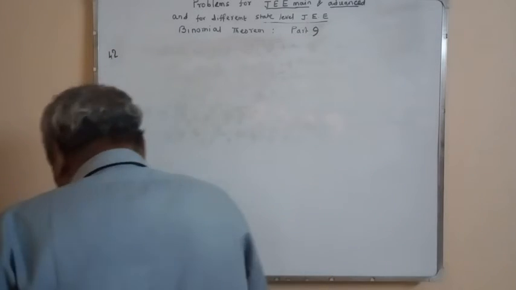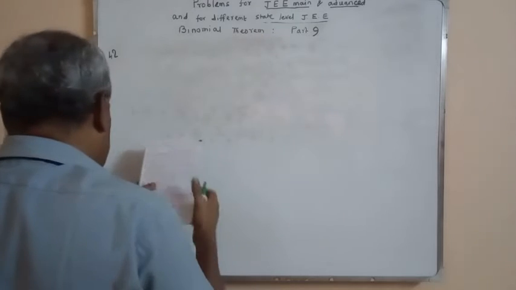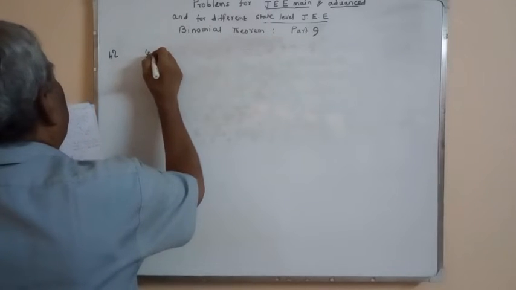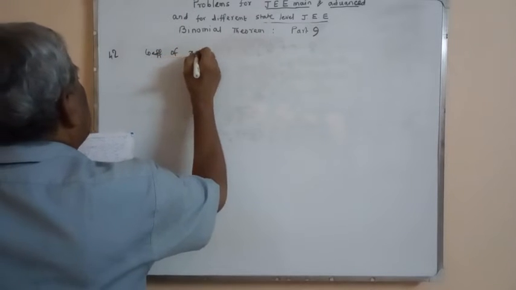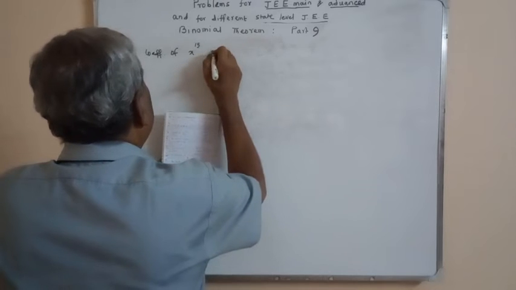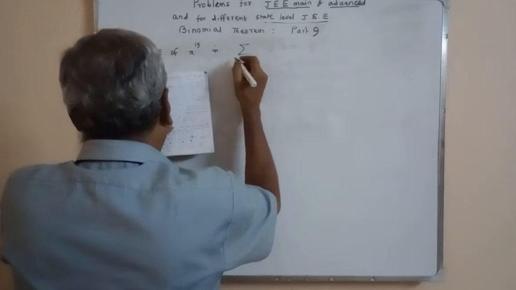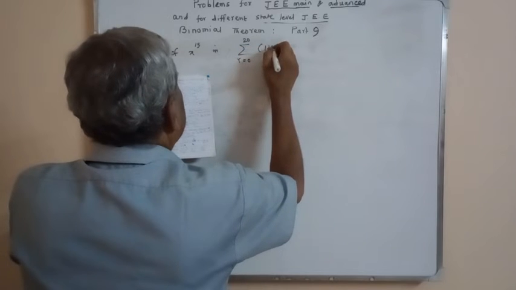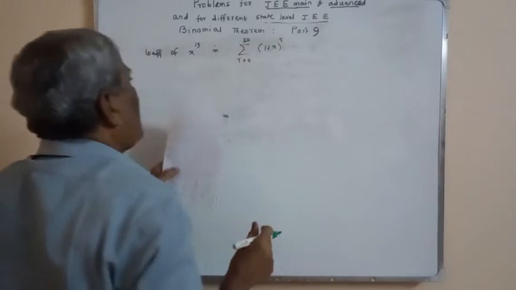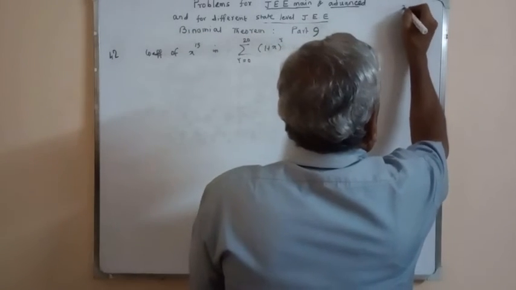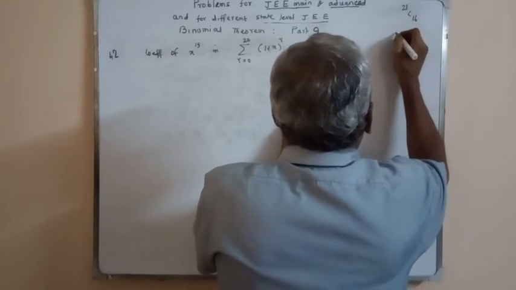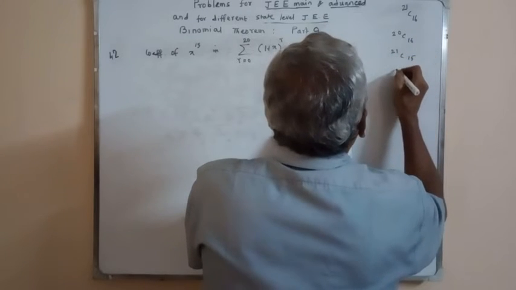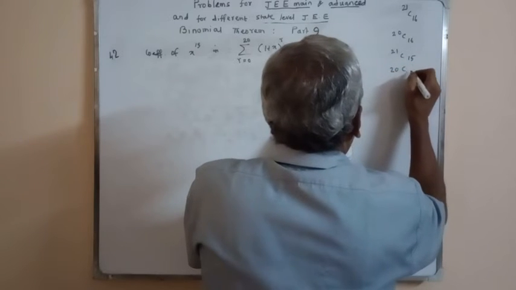First problem today is problem number 42, and it is: the coefficient of x to the power 15 in sigma r equals 0 to 20 of (1 plus x) to the power r. Options: 21C16, 20C16, 21C15 and 20C15.